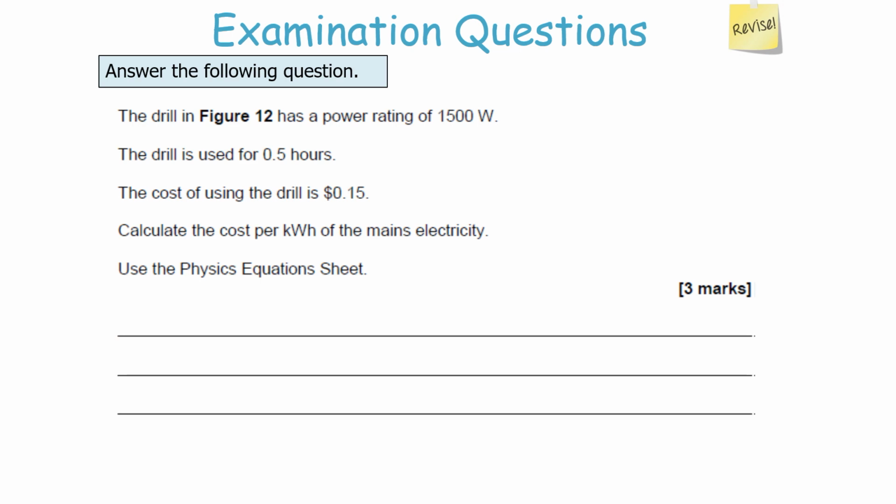The next question says the drill has a power rating of 1,500 watts. The drill is used for 0.5 hours. The cost of using the drill is $0.15. Calculate the cost per kilowatt hour of the mains electricity.